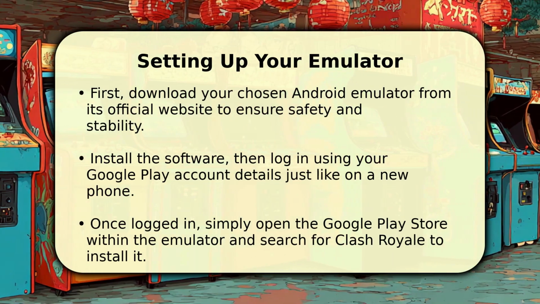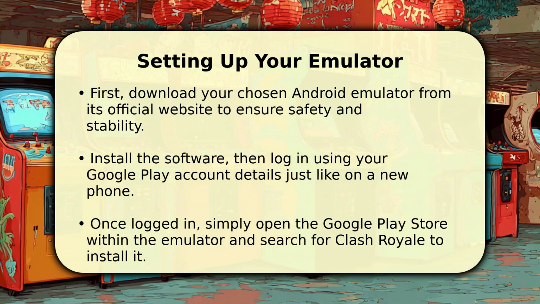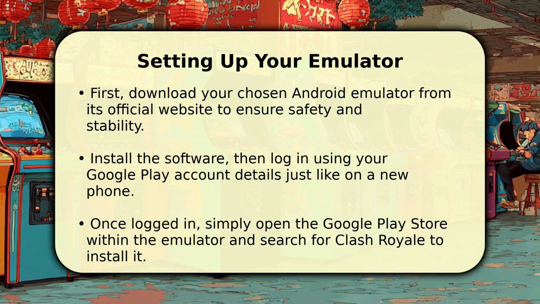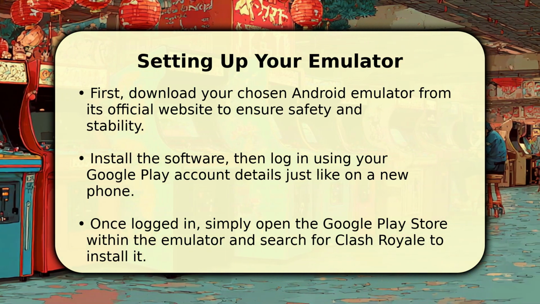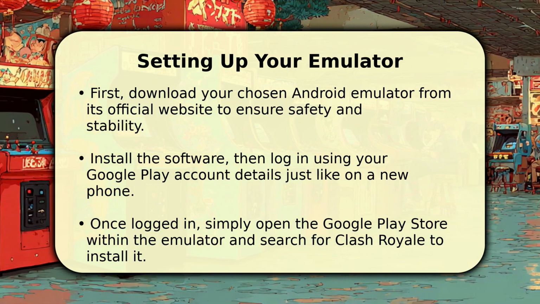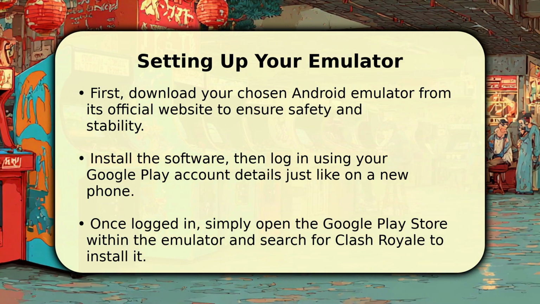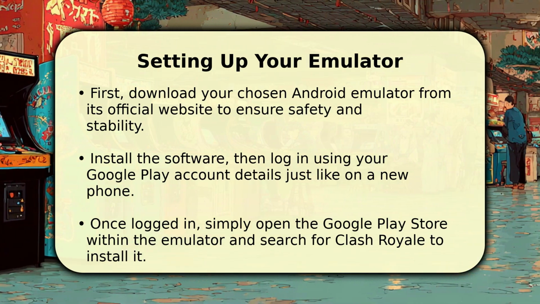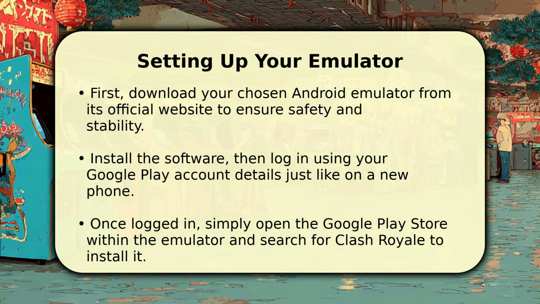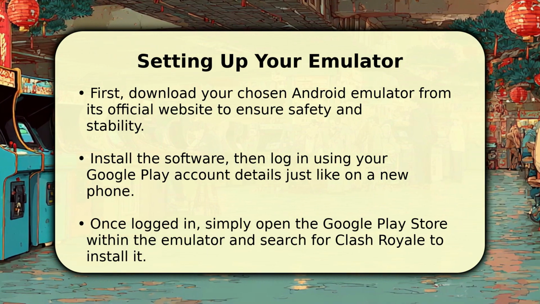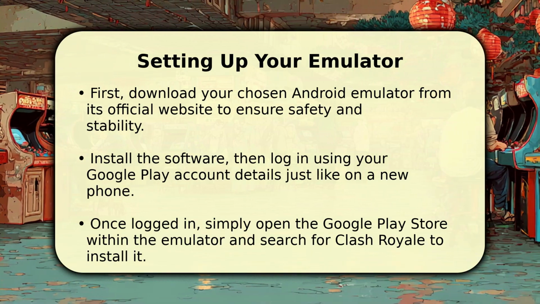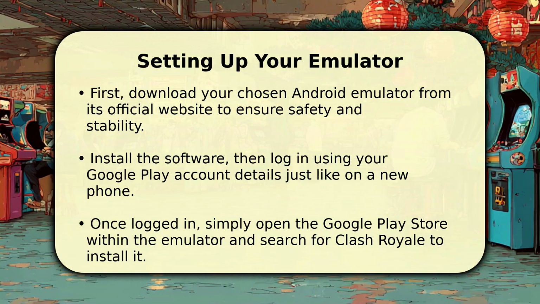Getting started is quite simple. Begin by downloading an emulator like BlueStacks directly from its official website. Once the download is complete, follow the installation prompts. It's very much like installing any other software. After installation, you'll need to sign in with your Google account, which connects you to the Google Play Store. From there, it's just a matter of opening the Play Store inside the emulator, searching for Clash Royale, and hitting install. You'll be playing in no time.